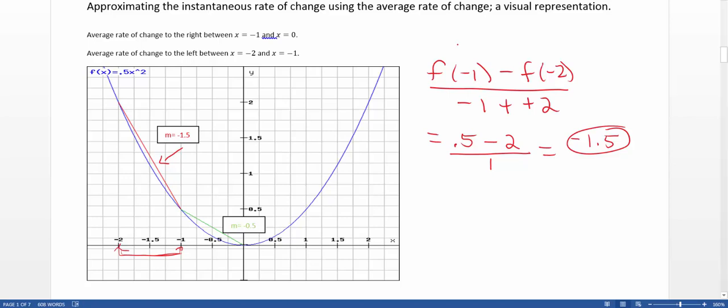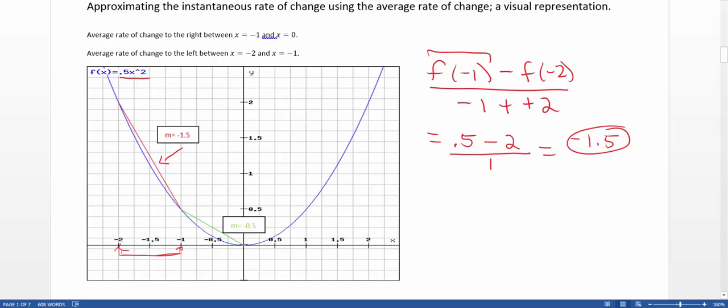And again, just for reference, when I calculated f of -1, I took -1 and plugged it into the function to get the y value of 0.5. Now, I'm going to do the same thing, but to the right of -1. So here again, I did the left in red. So now I'm going to do the right of -1 in green, so we can see what the slope of that line is going to look like, again, using average rates of change.